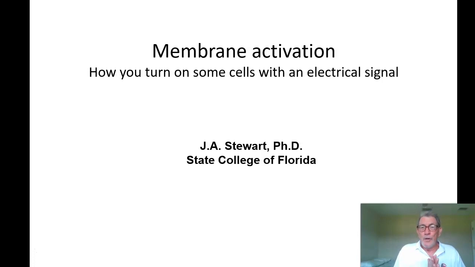So we turn on cells with nerves using electric currents. It's not a binding of a hormone type thing. Instead, it's actually a flow of electricity across the membrane that causes it to turn on and off. That's why you can put an EKG electrode on and you can see how the electricity is actually flowing through the heart muscle, and you can tell what's going on in the heart.